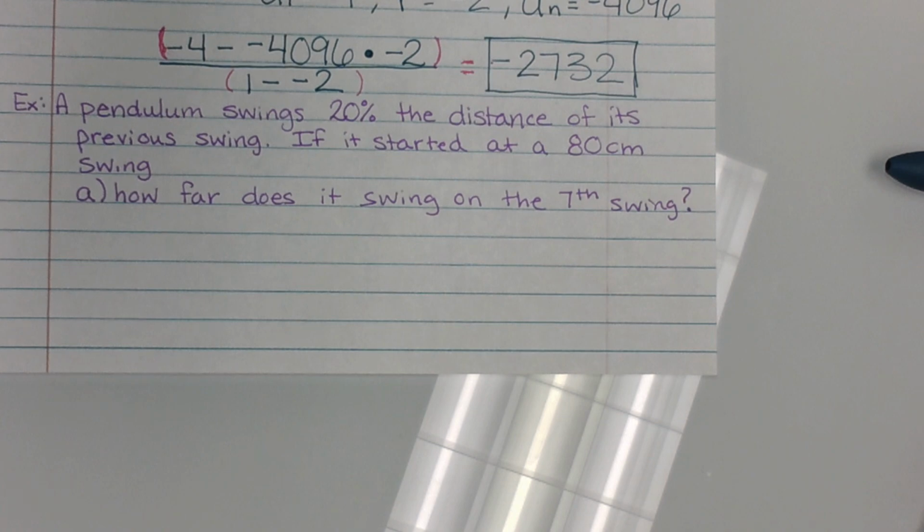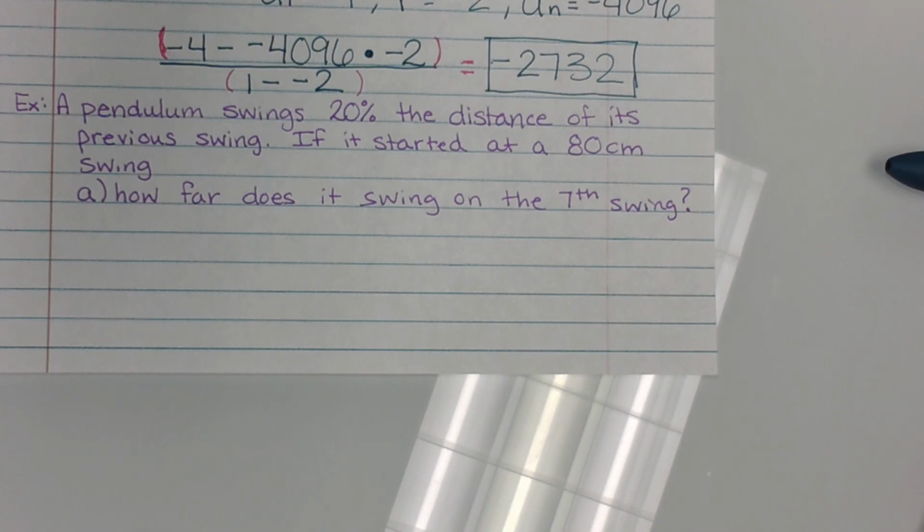Word problems will come up quite a bit in this section. Pendulum swings 20% the distance of its previous swing. If it started at an 80 centimeter swing, the first question I'm going to ask in regards to this is how far does it swing on the 7th swing?